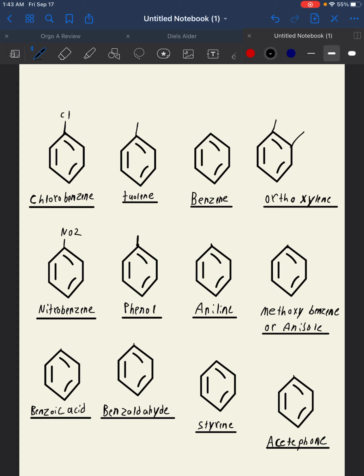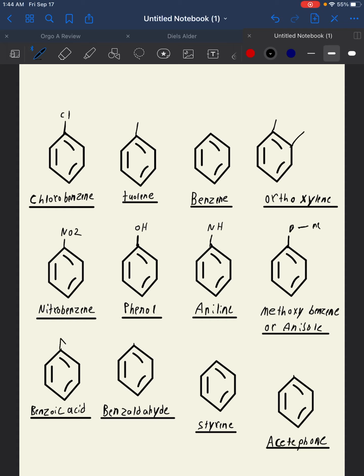Phenol is just OH attached to the benzene ring. Aniline is NH2. Methoxybenzene or anisole is an oxygen. My bad, didn't mean to draw that. Sorry. An oxygen attached to a methyl, or CH3.